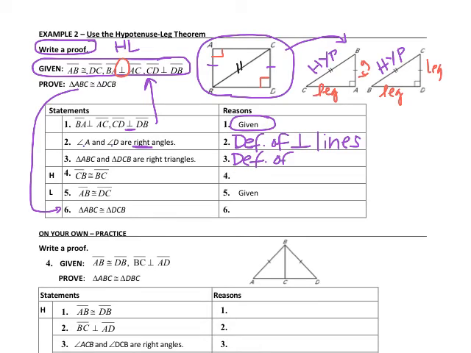Triangle ABC and triangle DCB are right triangles, so we can just say, well, that's the reason, because definition of right triangles, we know what that means. There has to be at least one right angle. Actually, there can't be more than one right angle.